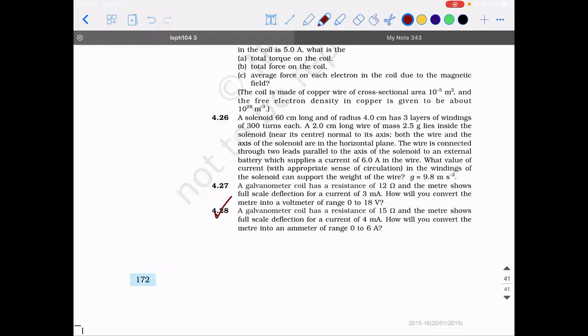Okay. So what is the formula for S? Can you guys tell me that? S is equal to IG RG by (I minus IG). That's it. So IG is how much? 4 milliampere. 4 into 10 power minus 3 into RG, which is 15, divided by full scale deflection current.